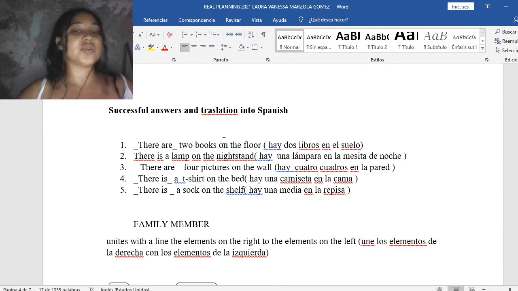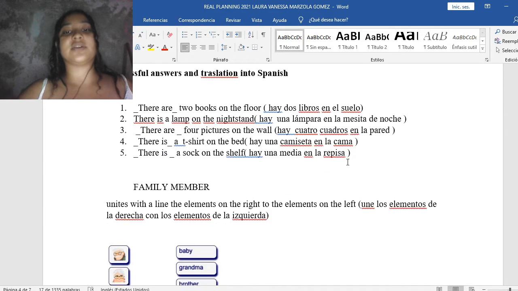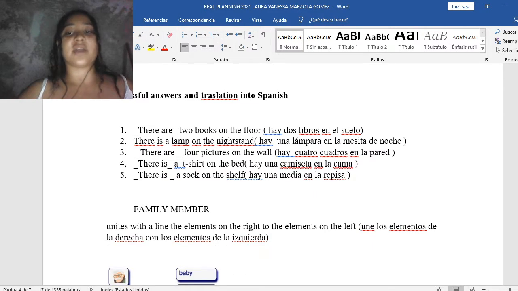There are 2 books on the floor. Hay 2 libros en el suelo. There is a lamp on the nightstand. Hay una lámpara en la mesita de noche. The student acquired new vocabulary.